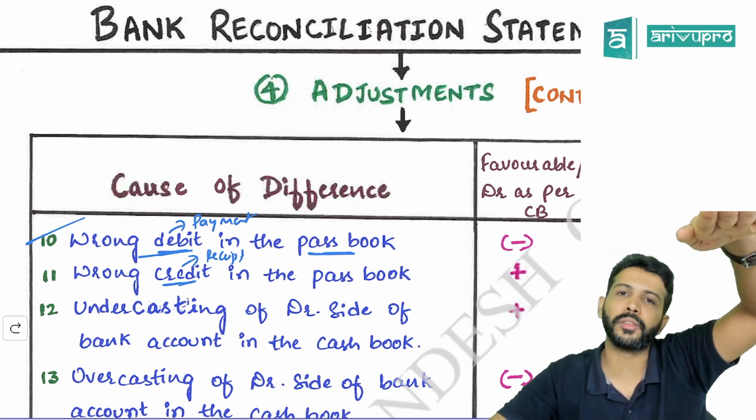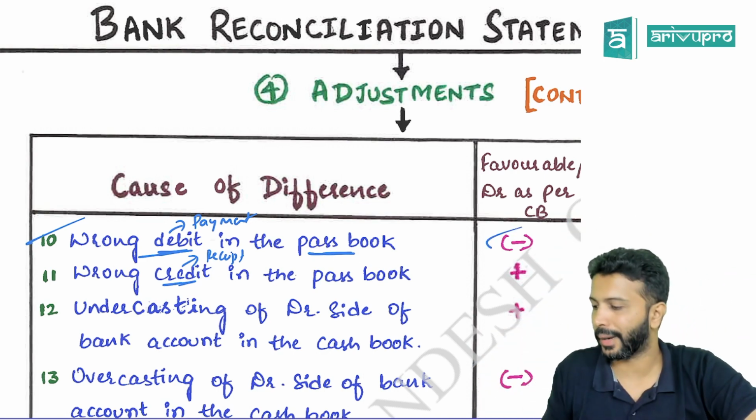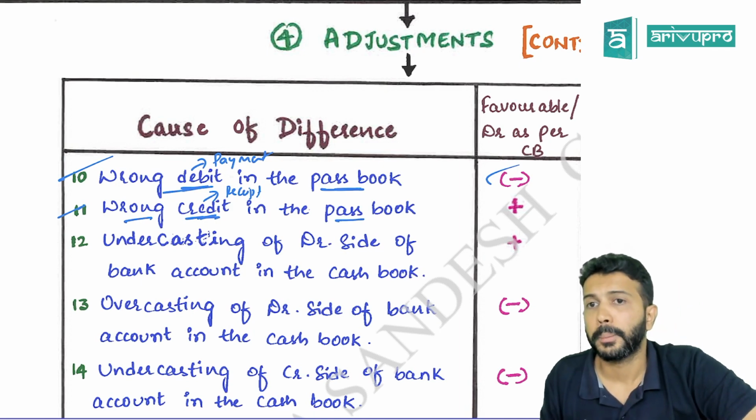No. To reconcile, what we have to do? Bring the cash book also down. So hence the treatment is minus. Next, wrong credit in passbook.